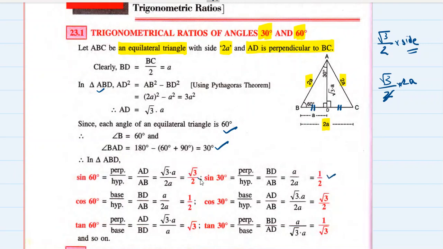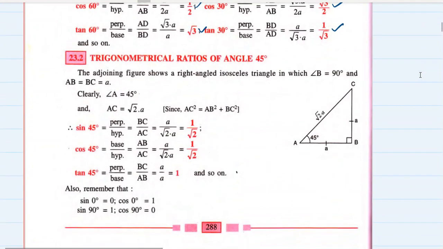Similarly, we can find cos 60, cos 30, tan 60, tan 30. And if we know these, we can easily find all the values of the other remaining trigonometric ratios, that is basically cot, sec, and cosec 30, and cot, sec, and cosec 60. We can find their values as well. So with the help of this method, we have found out the values of the trigonometrical ratios of 30 degree and 60 degree.